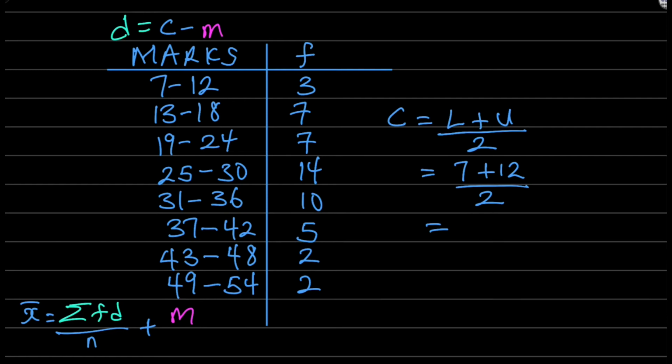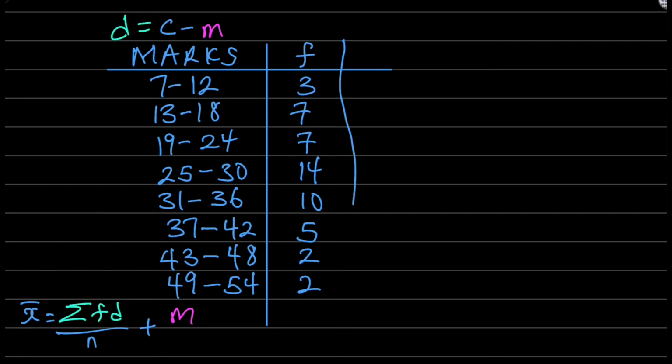So the first class center is 9.5, and you're going to calculate the class center for each of the classes. So let me clean this up. Each of the classes, that would mean we are creating a new column, a new column called C. So the class center for the first class is 9.5.